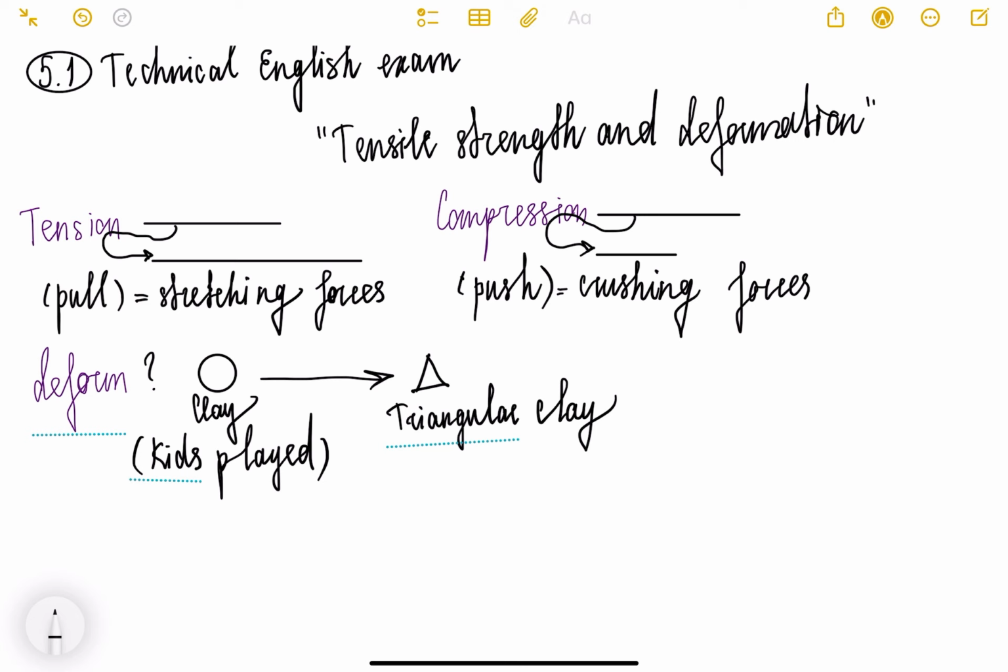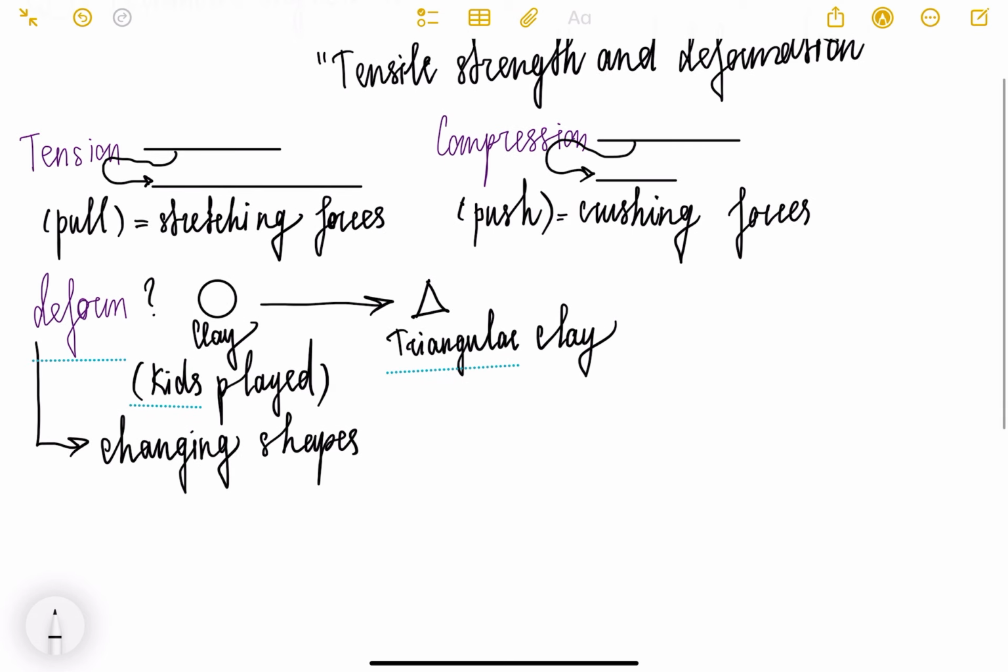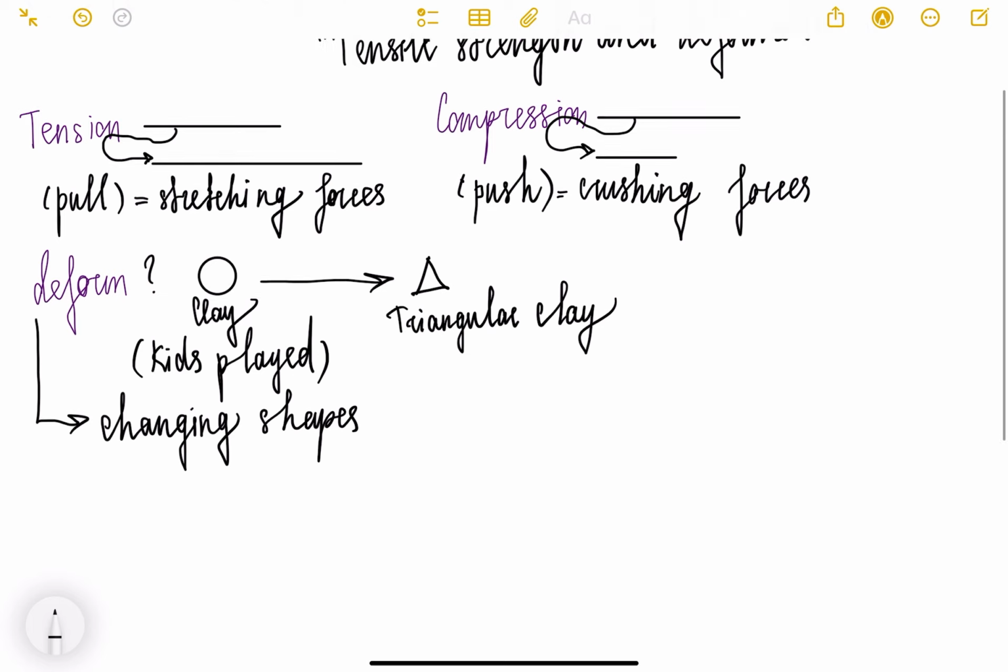In words, deform is changing shape. This means changing shapes. Also, let's think about a balloon. Like a balloon, it changes shape, and also clay. Clay is the best example, and the dough. Lots of examples in our life, right?